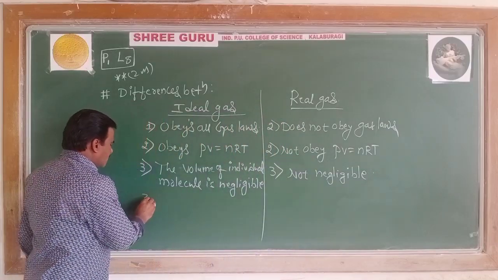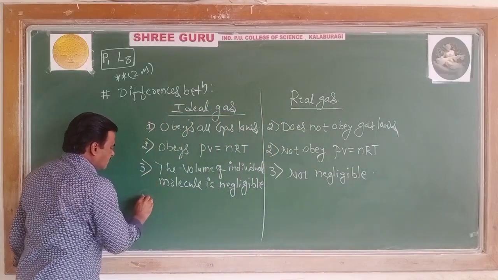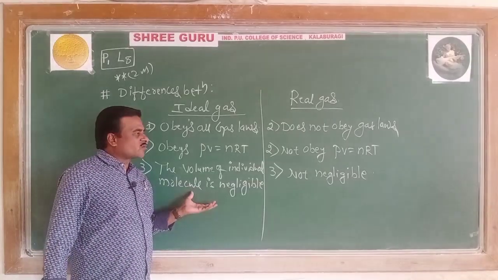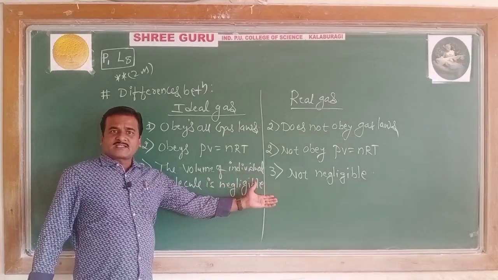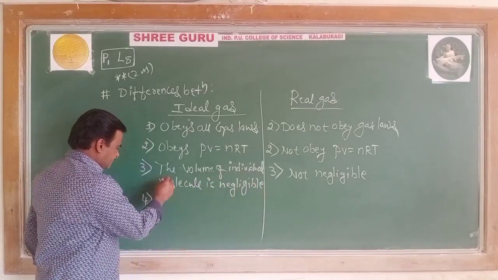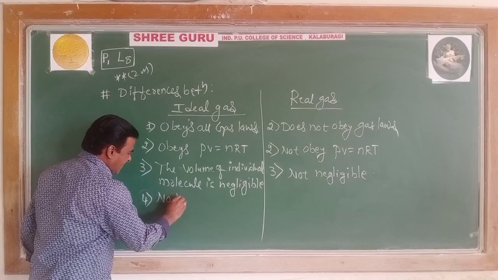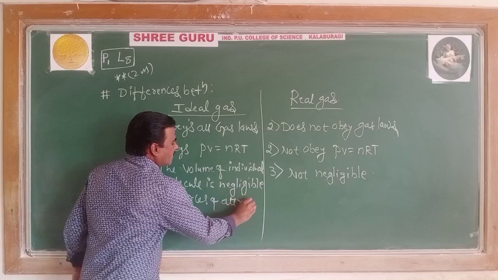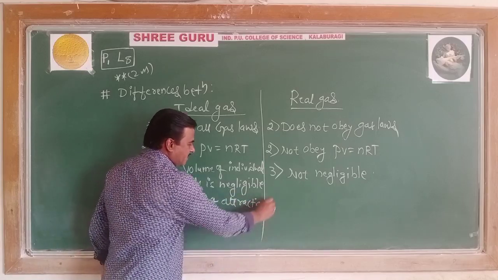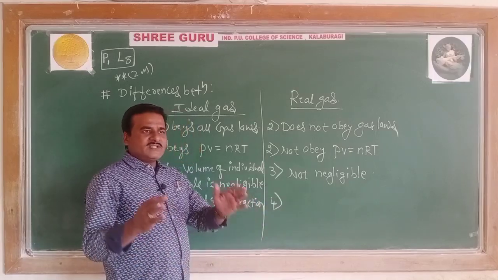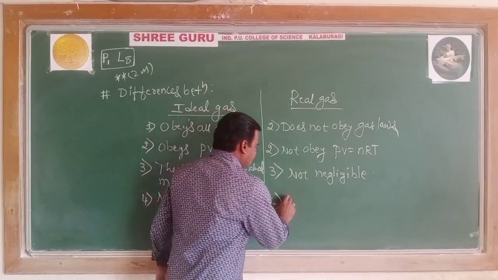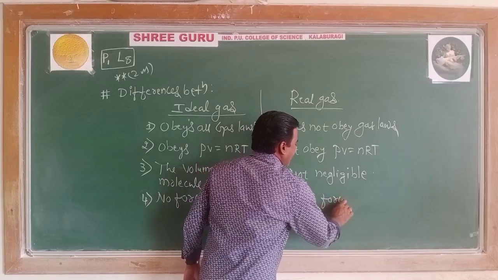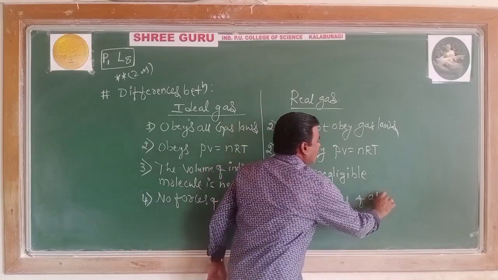Fourth point: in ideal gases there are no forces of attraction between the molecules. But in real gases, there exist forces of attraction between the molecules.